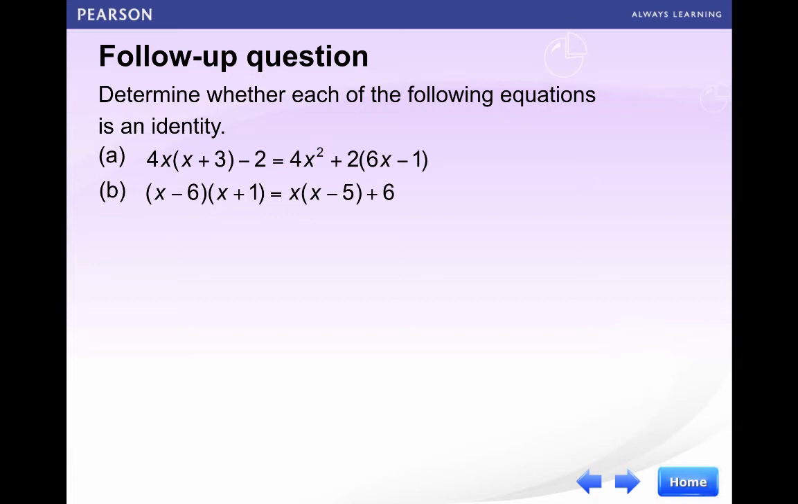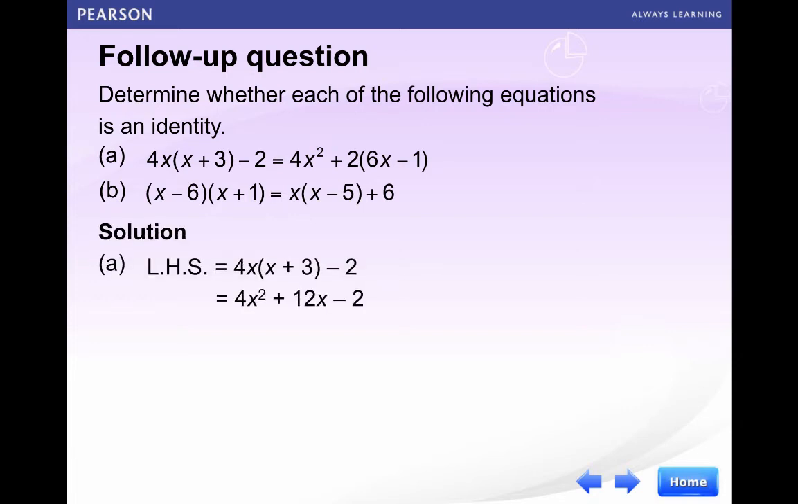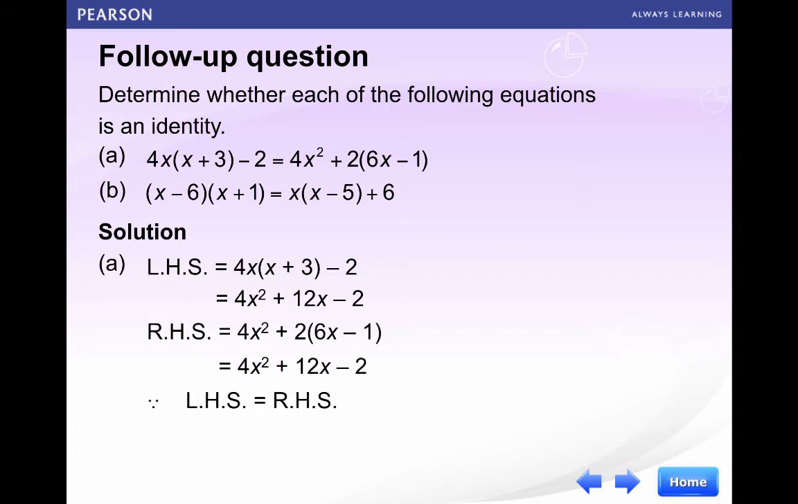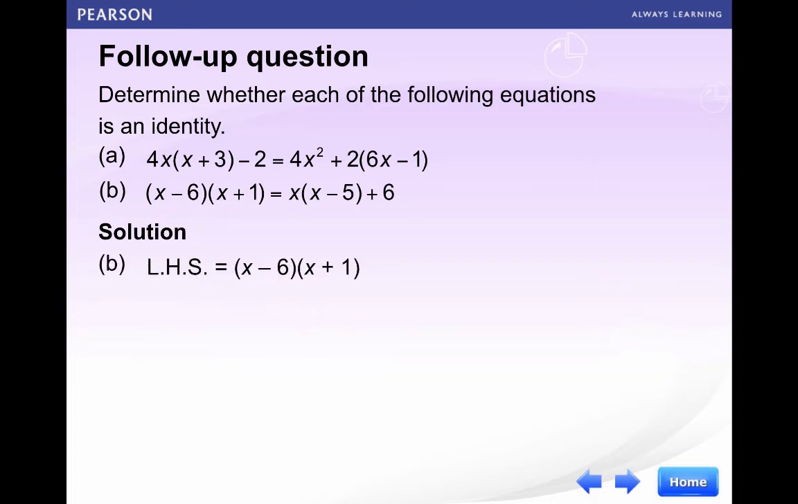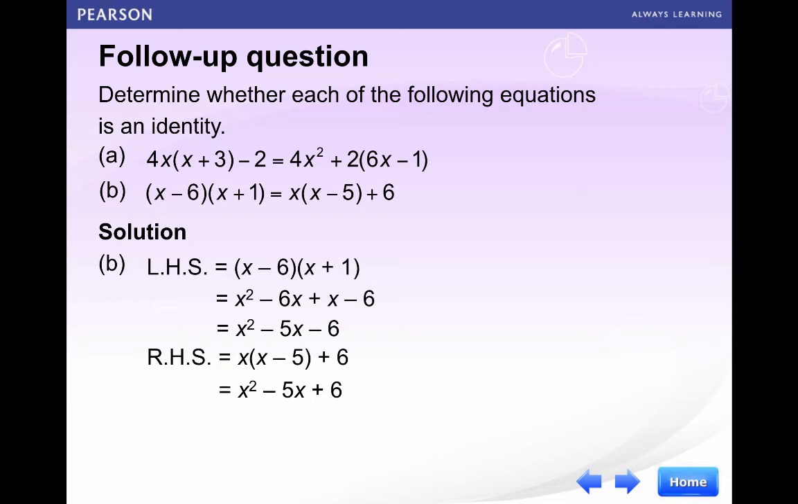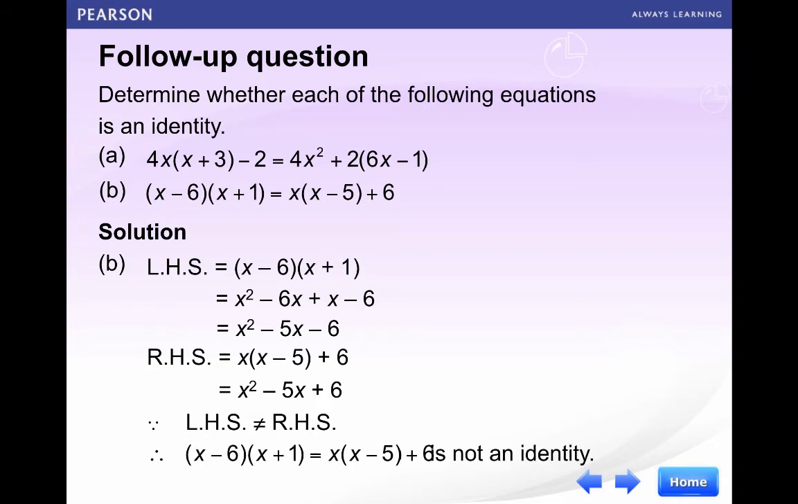So look at these questions. Part A, find the solution. Left hand side, we simplify, we get this. Right hand side, we simplify, we also get this. So left hand side equals right hand side. It is an identity. For part B, left hand side is like this. We remove the bracket, we simplify, we get x squared minus 5x minus 6. But for the right hand side, when we simplify it, we have x squared minus 5x plus 6. So left hand side is not equal to right hand side, and this is not an identity.